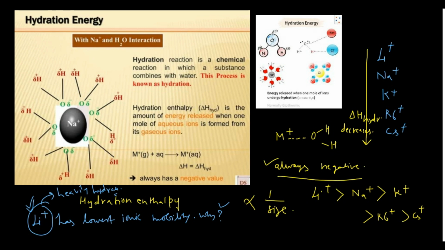Please remember this point. If you are going for the mobility of the ions, then the lithium in the aqueous solution especially would be the least mobile. Lithium ion would be the least mobile, and your cesium ion would be the most mobile in the aqueous solution. Okay, I hope you understood the things actually, right? It is also always having the negative value. It is also written here actually. I missed this thing.